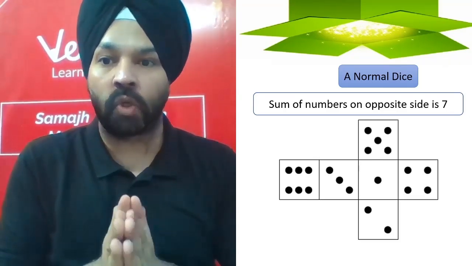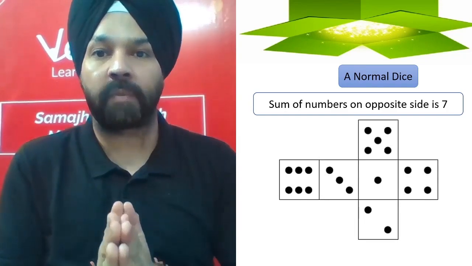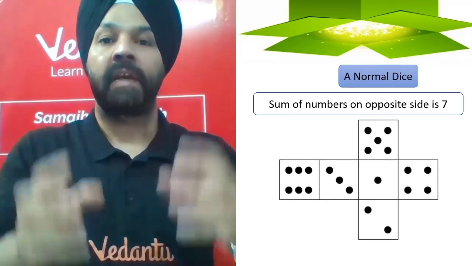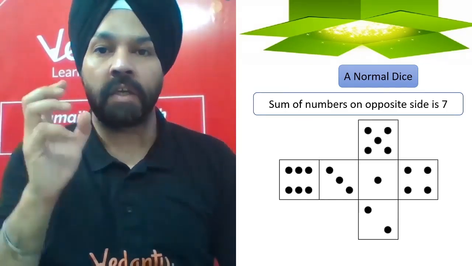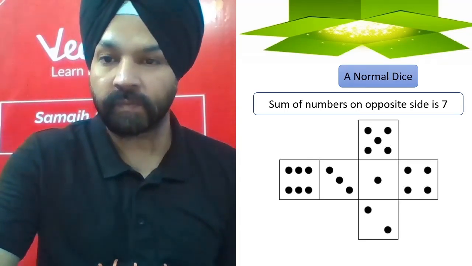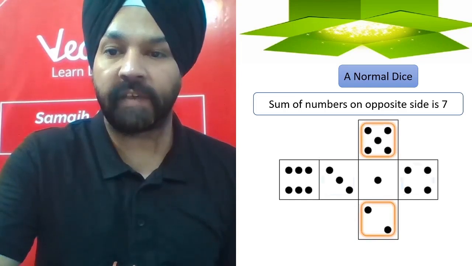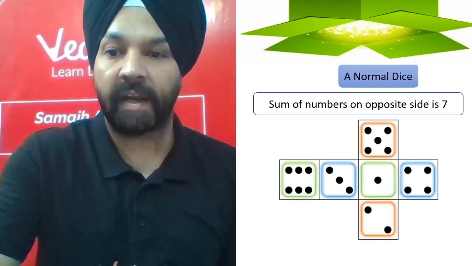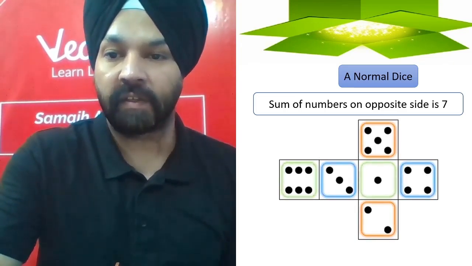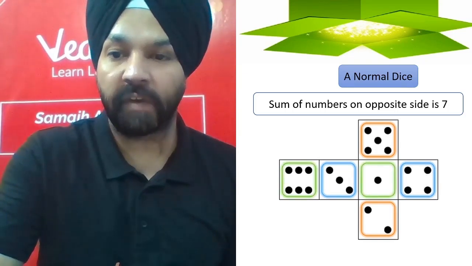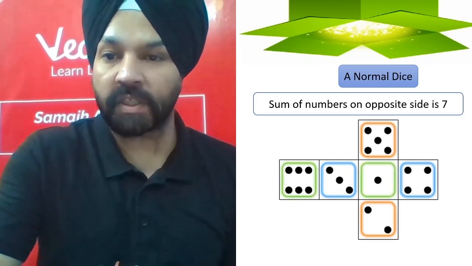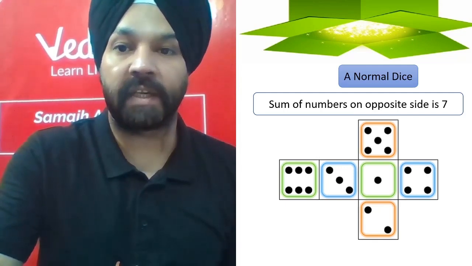But never ever assume that opposite faces will add up to 7 until or unless it has been specified in a question. Now, clearly visible, 5 plus 2 is 7, 3 plus 4 is 7, and 6 plus 1 is 7. Clear to most of you? I am moving ahead. You post in the chat box or in the comment box whether it is clear or not.